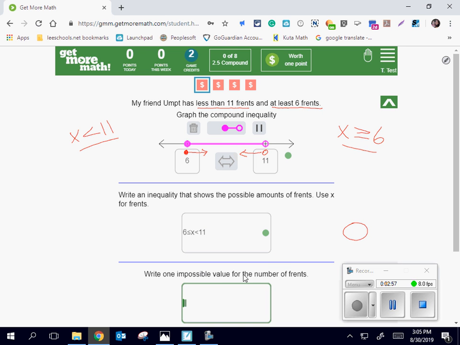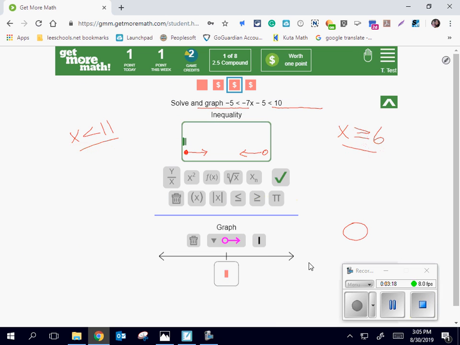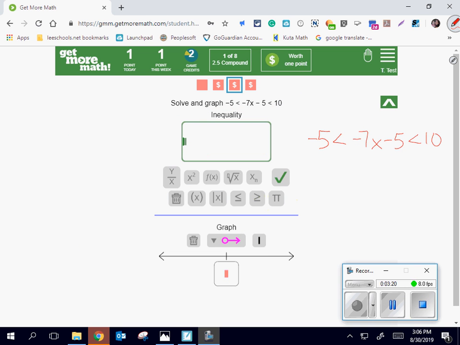Very good. And now I'm going to write one impossible number. So if anything between 6 and 11, not including 11, is okay, then anything that isn't okay is just something outside of that range. For example, the number 5. 5 is not in that range, so then I check that one. Ta-da! All set.